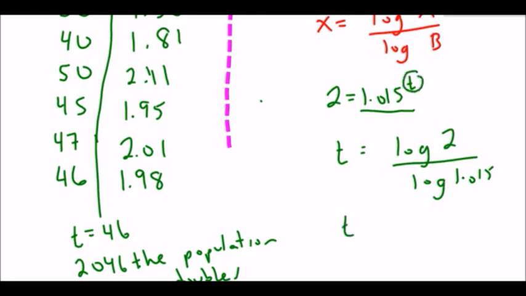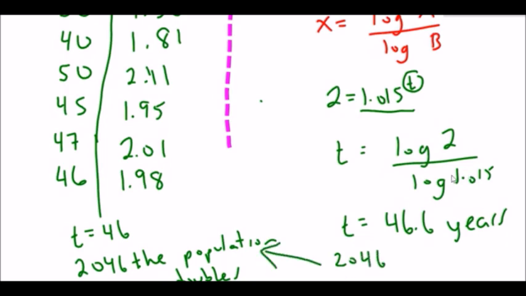And then it's just type that into my calculator. So I do log 2 divided by log 1.015, and I get an answer of 46.6 years. So sometime in about the year 2046, just like I got through guess and check, but this one certainly took me a lot less time.